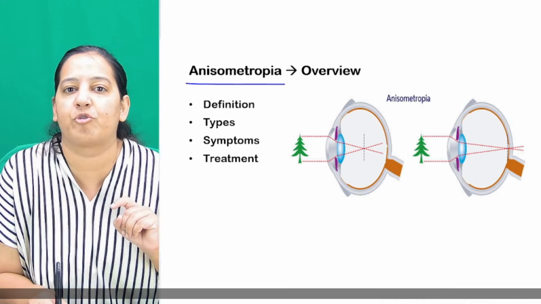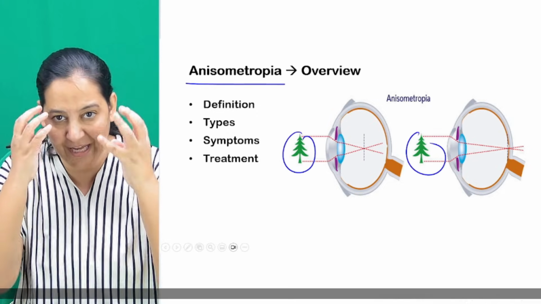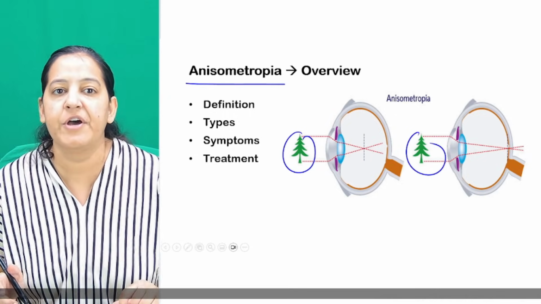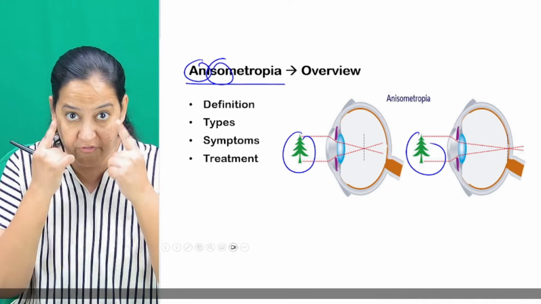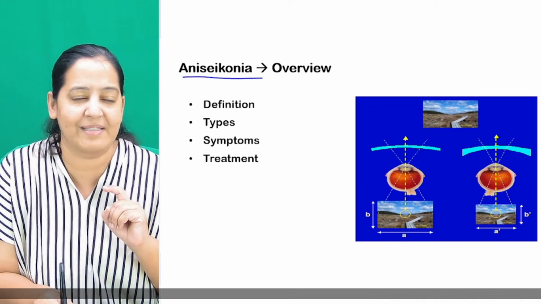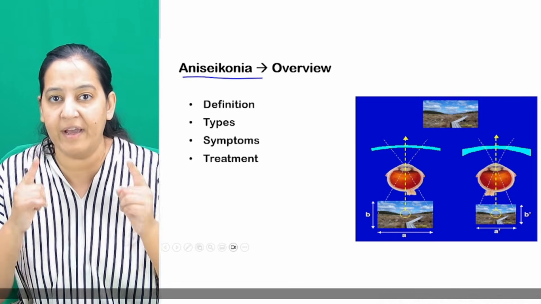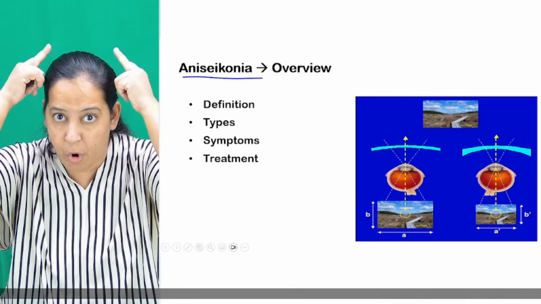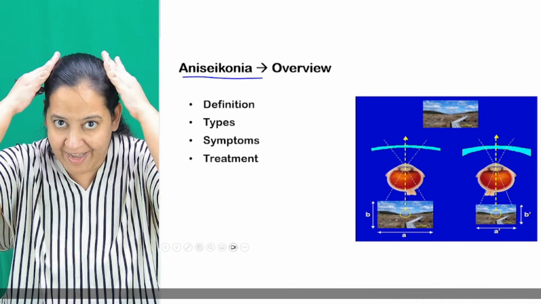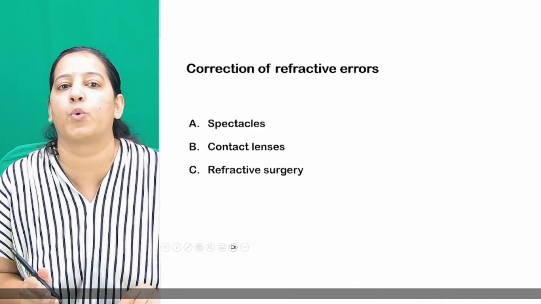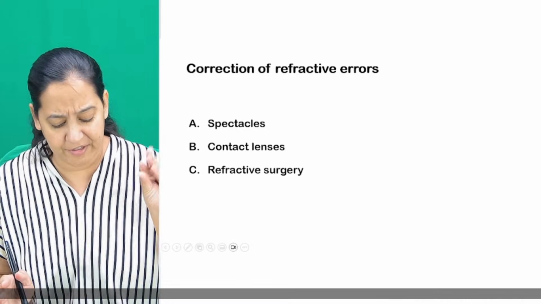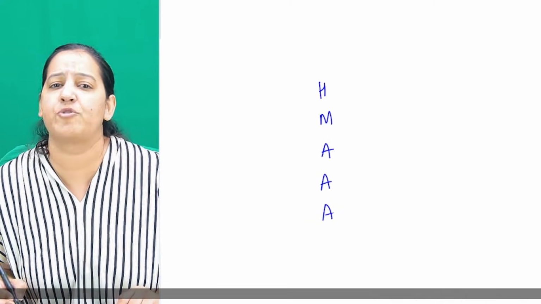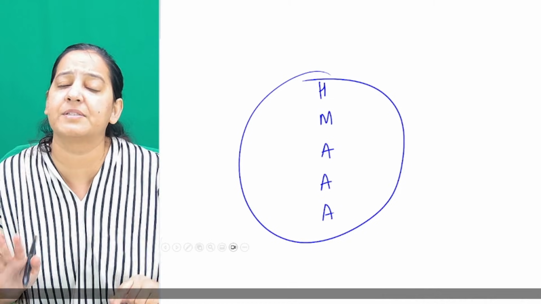Then I taught you anisometropia. Here the two eyes, right and left, have different refraction, and the image formed on the retina is of different size. That is anisometropia. And lastly, I taught you aniseikonia. In aniseikonia, the image formed at the retina may be the same or different, but the image which is sent to the visual cortex in the brain is different. That is aniseikonia. So we have already studied the 5 disorders: hypermetropia, myopia, astigmatism, aniseikonia, and anisometropia. We have already completed the 5 disorders of ametropia.